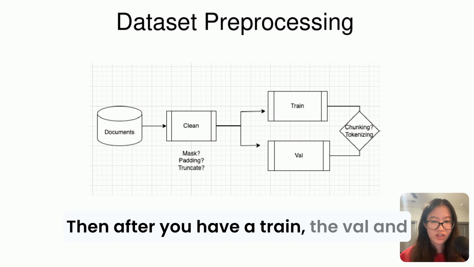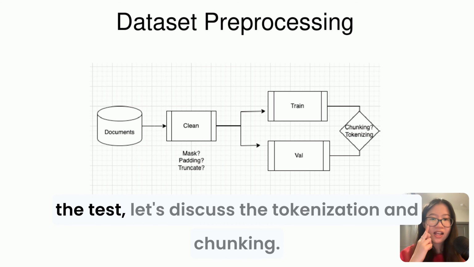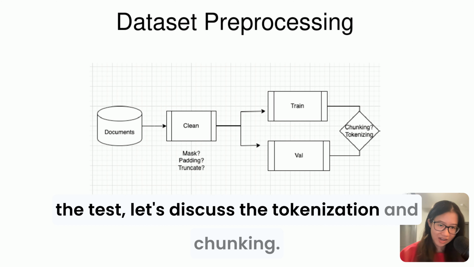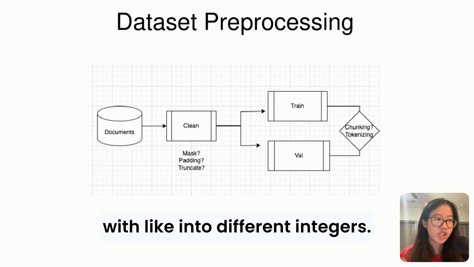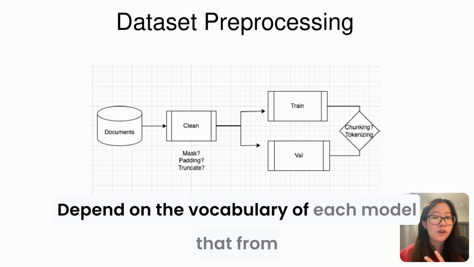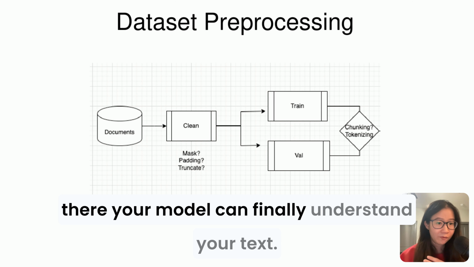Then after you have the train, the val, and the test, let's discuss tokenization and chunking. Tokenization turns your text into different tokens. A token is like a list of different integers. Each word will be mapped into a different integer, depending on the vocabulary of each model. From there your model can finally understand your text.